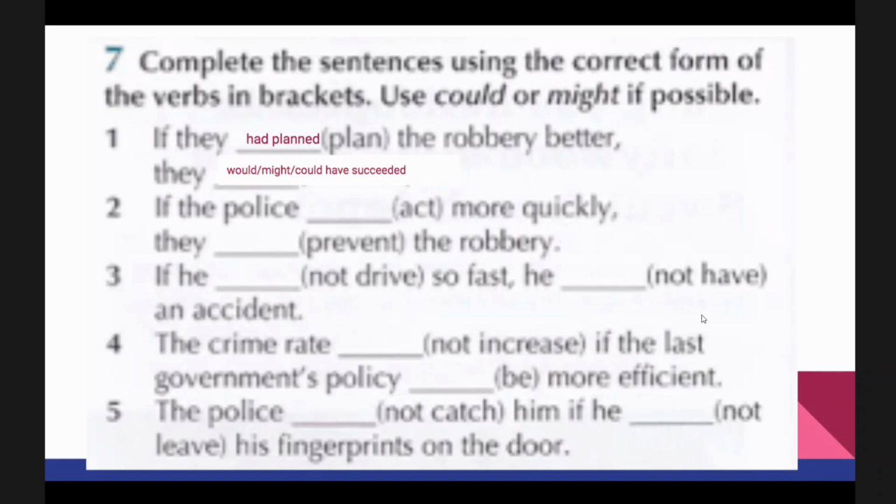Ricardo, please, would you please try to do number 2? Yes, teacher. If the police had acted more quickly, they could have prevented the robbery. Okay. So, if the police had acted more quickly, yes, they would, might, could have prevented the robbery. Yes, you're right. So again, here we could have used would, might, and could.